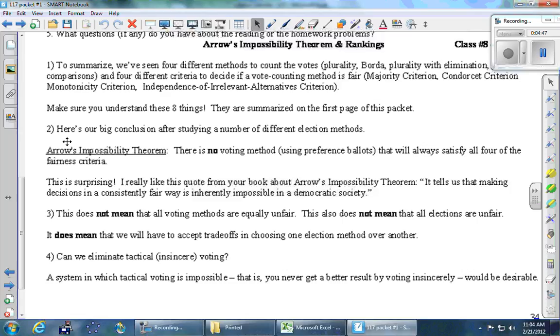Yeah, that's kind of a big deal, isn't it? Like that there's just no way to be fair all the time. No matter how you decide to conduct an election, we cannot be consistently fair.